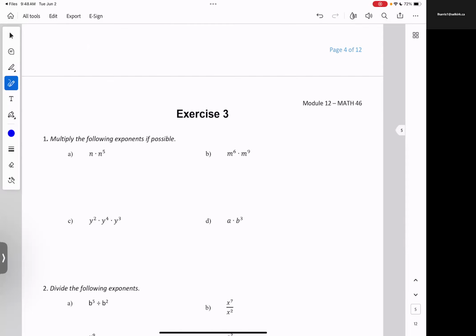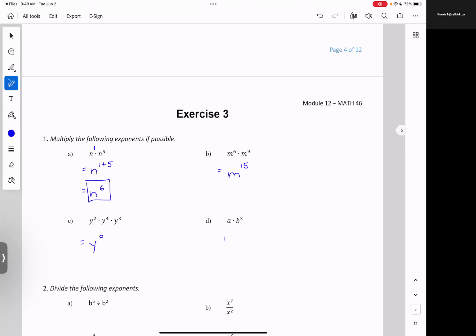Okay, so hopefully you had a chance to try these. Remember, plain n is like n to the power of 1. We're multiplying variables with exponents, so we're going to add those exponents together, and that ends up giving us n to the power of 6. In B, we're going to add those exponents together to get m to the power of 15. In C, we have 3 to add, so it's going to be y to the power of 2 plus 4 gives us 6, plus another 3 gives us 9.